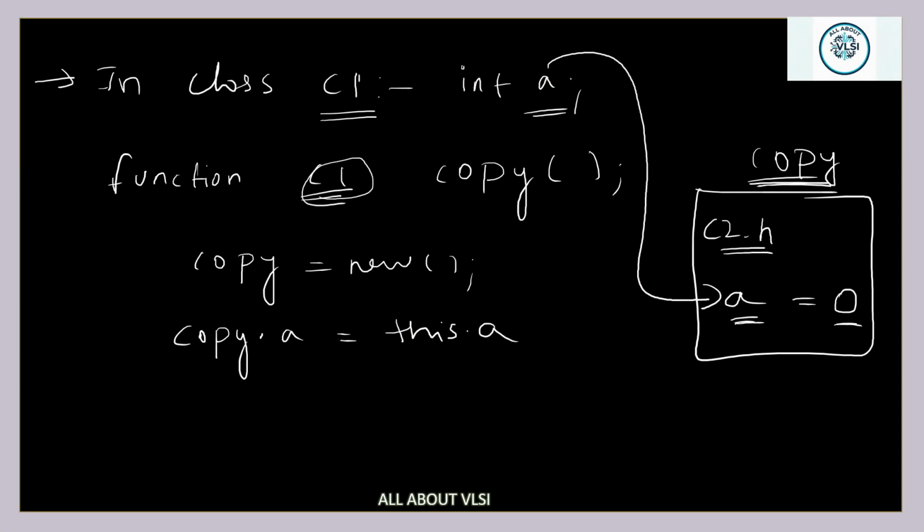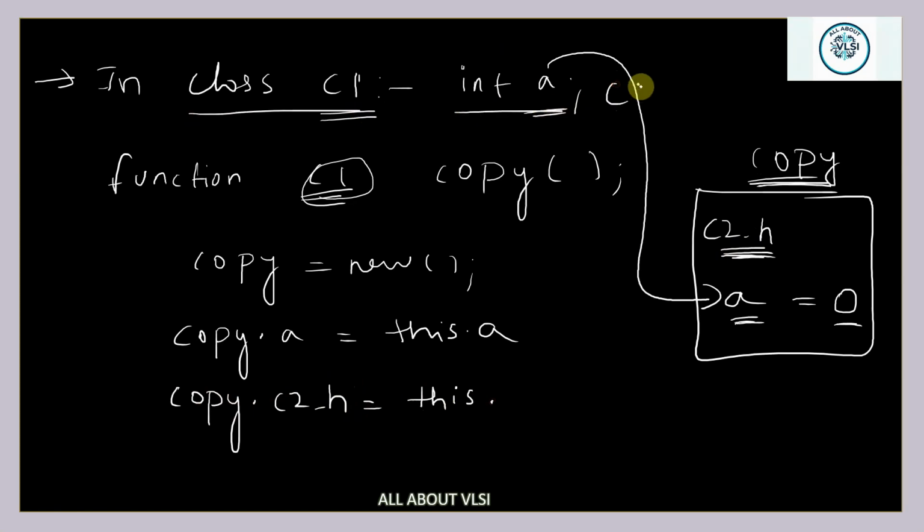Okay, is it clear? Next, I'm going to refer to this C2_H, which is present inside my object. How am I going to refer to this handle C2_H? Simply, I'm going to write copy.C2_H is equal to this.C2_H.copy. Inside this class, I have the property as well as the C2_H handle, right? For this, I have created a new object also.